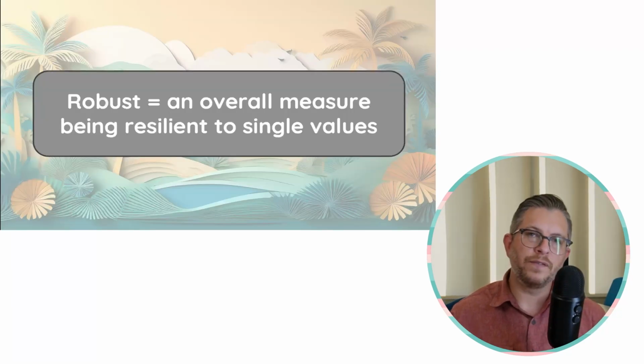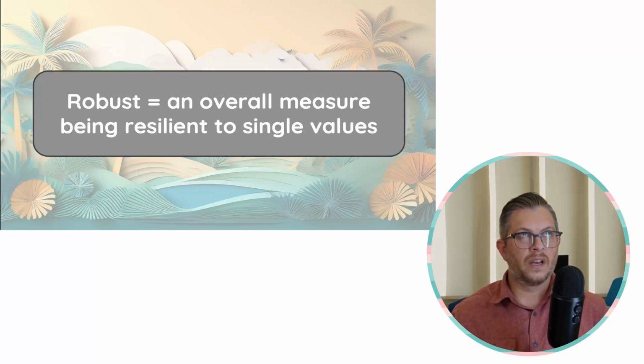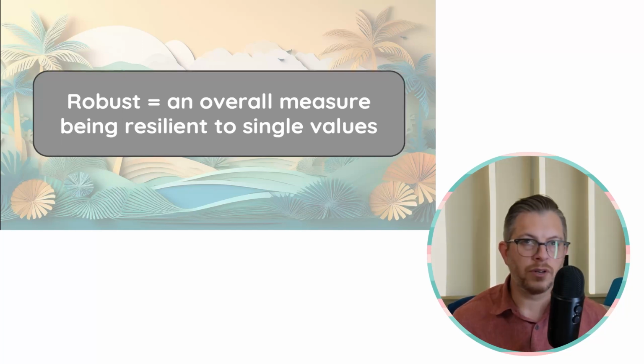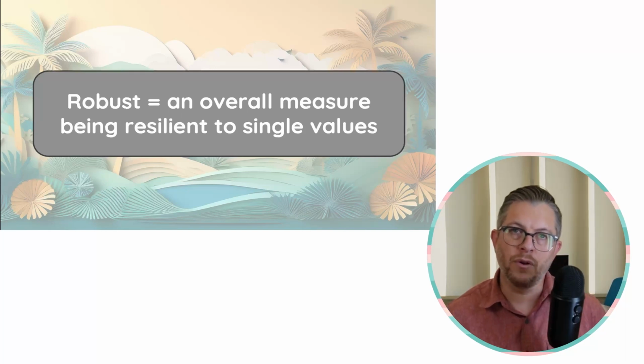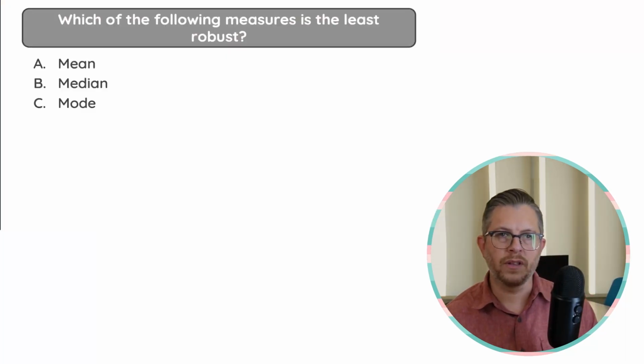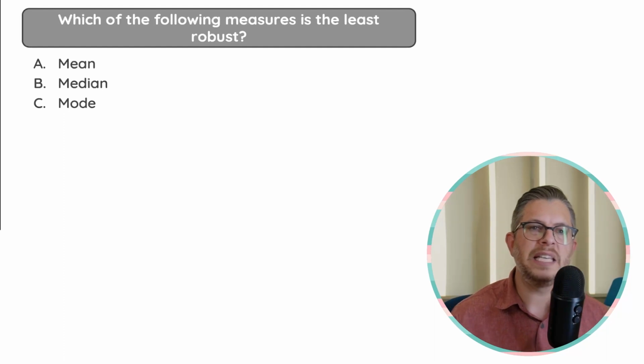Now these differ in how robust they are. And robustness is a measure's resilience to changing single values. So if you have a list of 100 values, and all of a sudden you take one of those 100 values and you change it from 10 to 40 billion, how much of an impact is that going to have on the overall measurement? So which of the following measures do you think is the least robust?